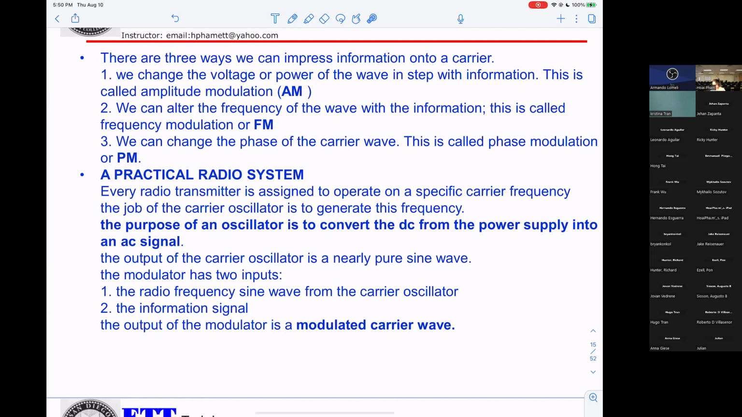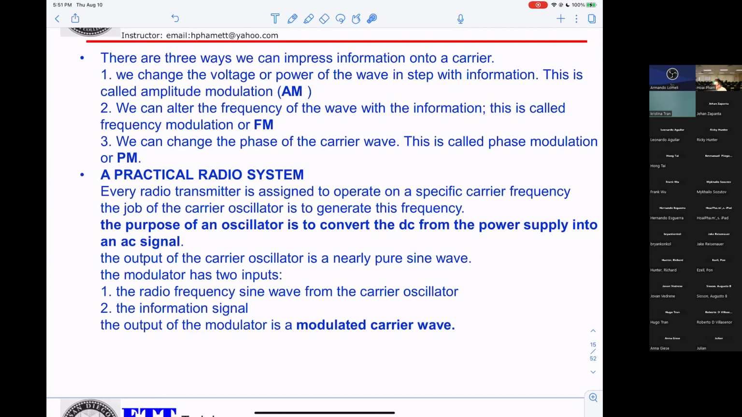And the next one will be to change the phase. That's what they call PM, phase modulation. So you get three ways to transmit it. You can use AM modulation, FM modulation, or PM modulation. AM modulation, you change the amplitude. FM, frequency modulation, you change the frequency. And PM modulation, you change the phase.